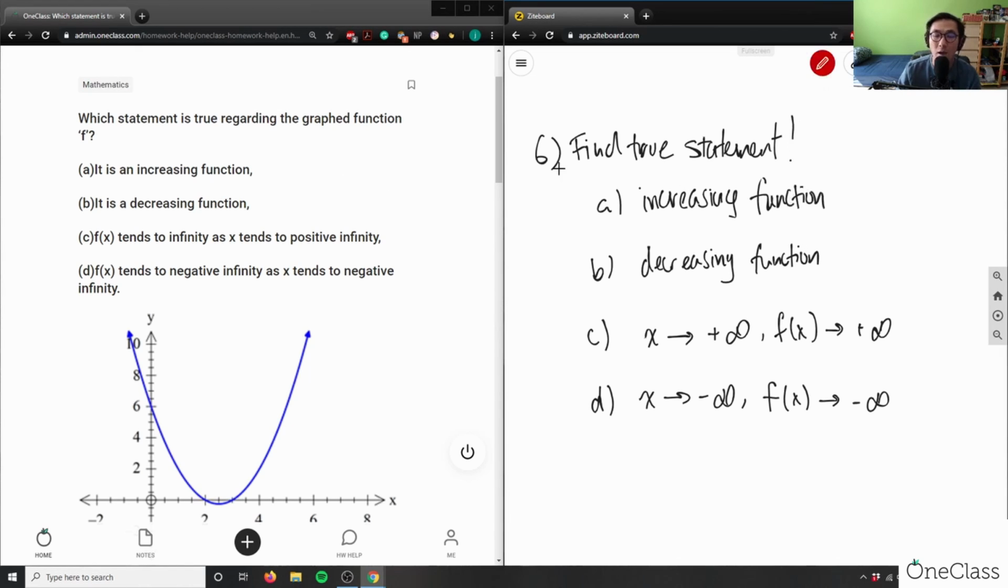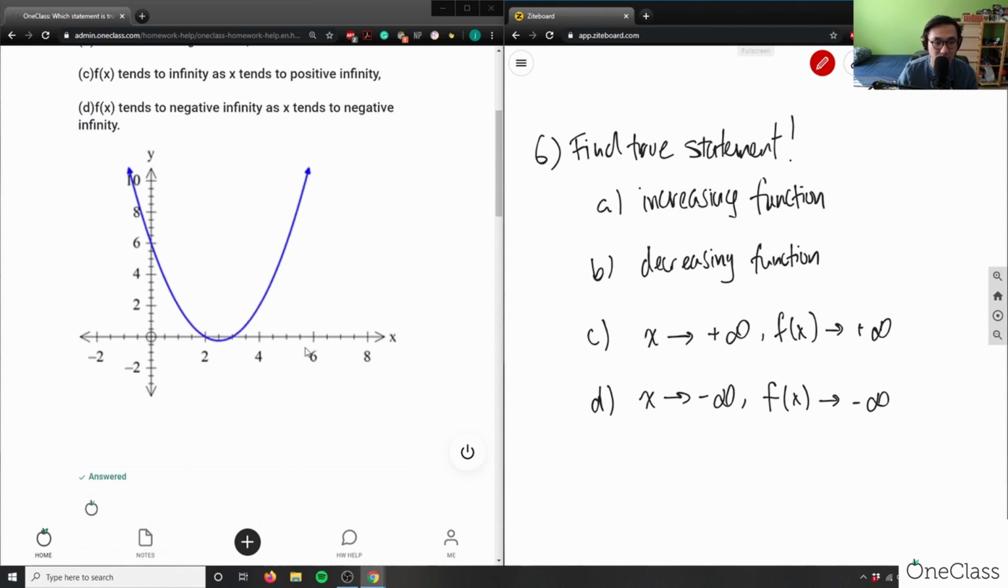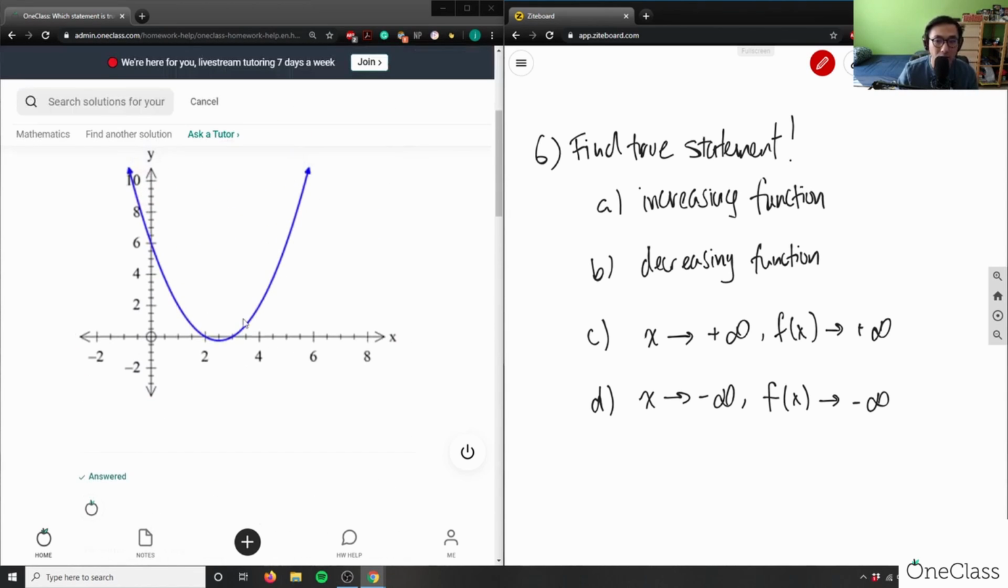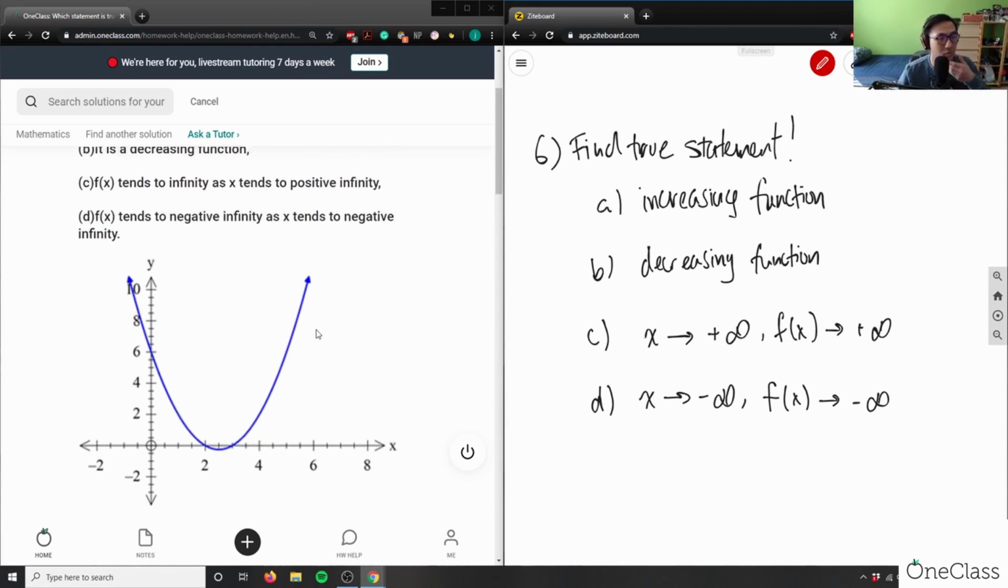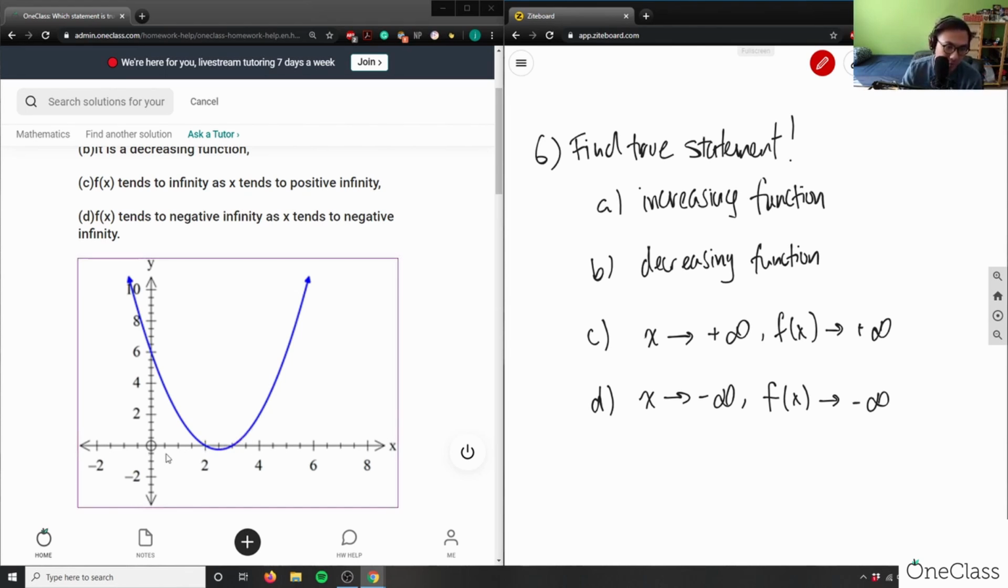Let's look at A here. Is it an increasing function? It is an increasing function, but it's from here to here, right? So it depends on what you specify. It's only an increasing function from a certain point. I don't know what the x-intercepts are, or what the vertex here is. I can maybe approximate here. That's -2, I guess this is 1. This is from like half, and I'm assuming this is 2.5.